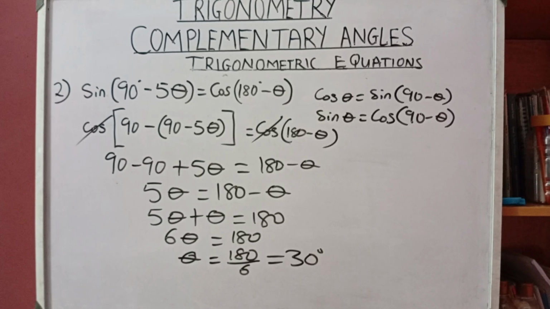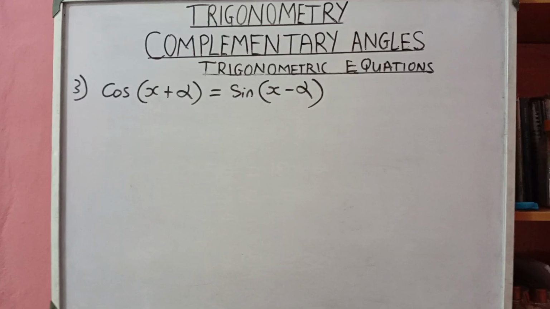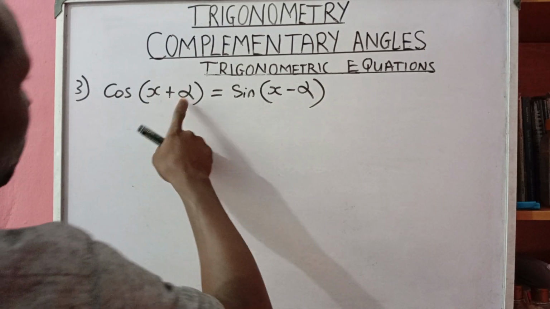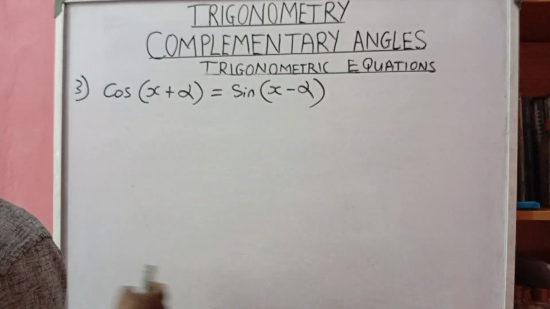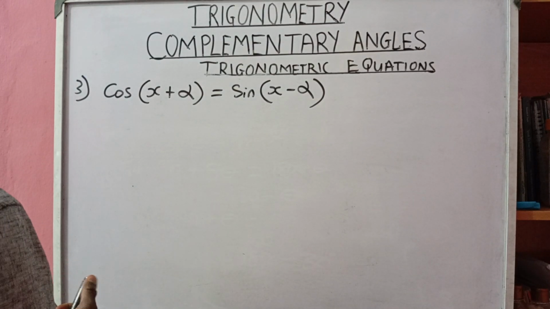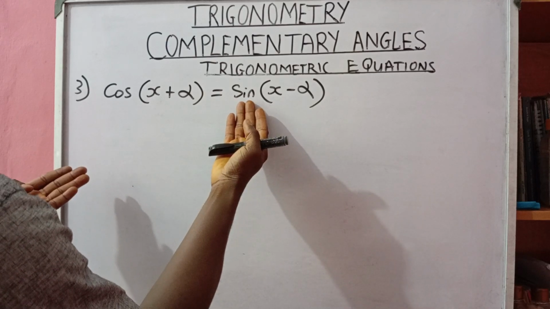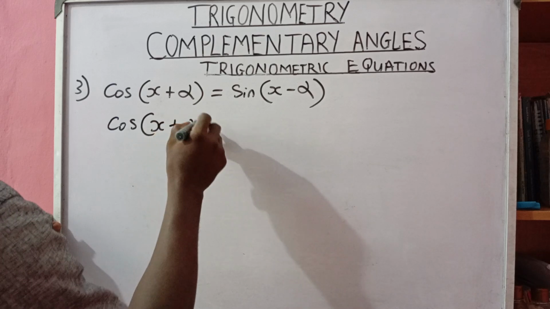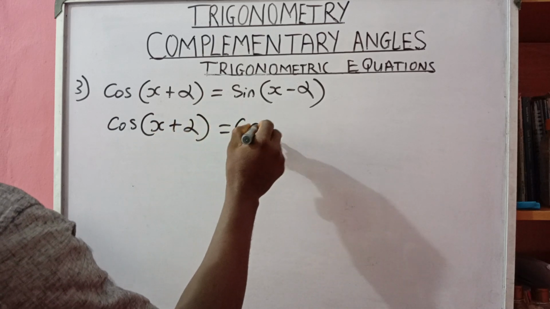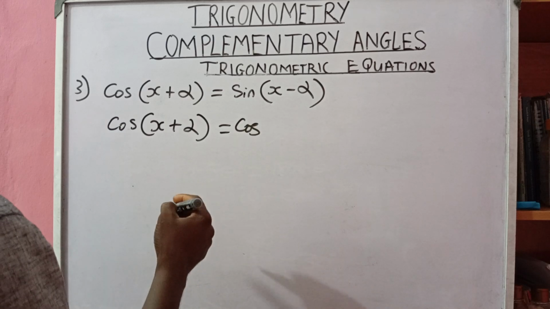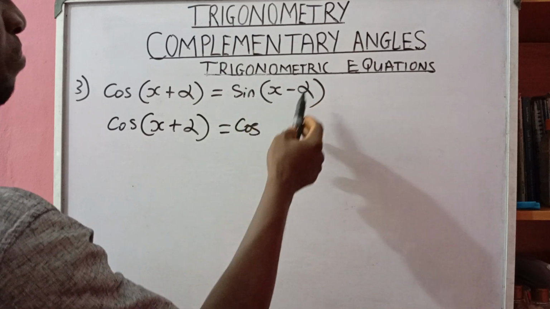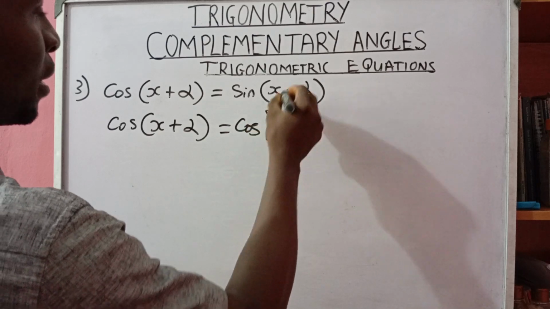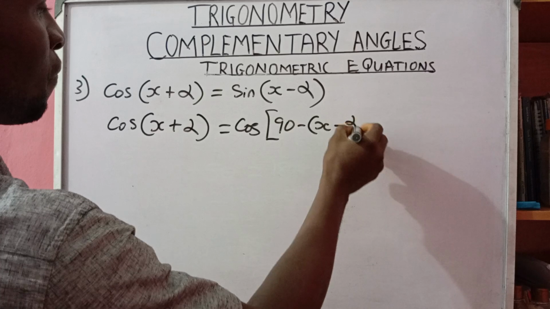Let's quickly move to number 3. For the number 3 question, here we have cos bracket x plus alpha is equal to sine bracket x minus alpha. All right, so we still follow the same approach. We can transform this to be cos. That will give us cos x plus alpha is equal to cos. Remember, when we introduce another trig representation, it will now be 90 minus everything that is inside the bracket. So that will now be 90 minus x minus alpha.